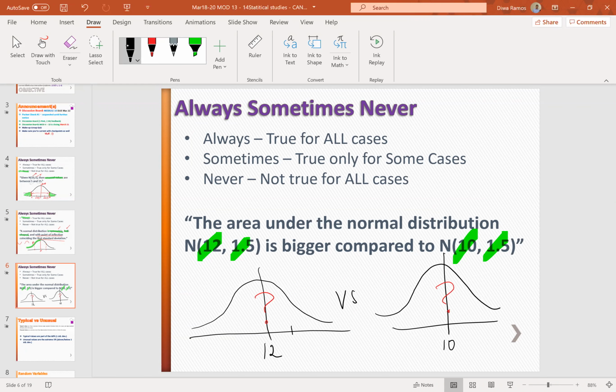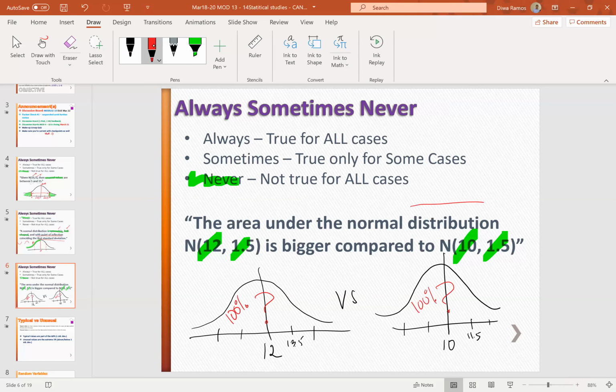Well, they have the same spread. So this is like 11.5, while this is 13.5. So this is not true. That's a never true, because it's not even a sometimes true. They always have the same center. They always have 100%.